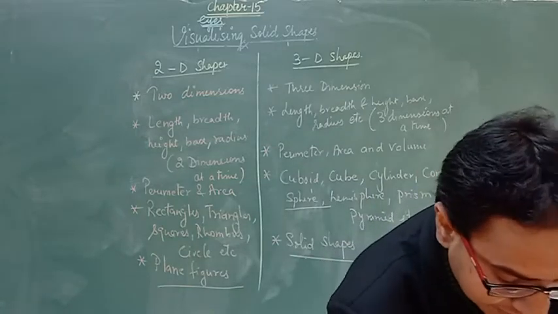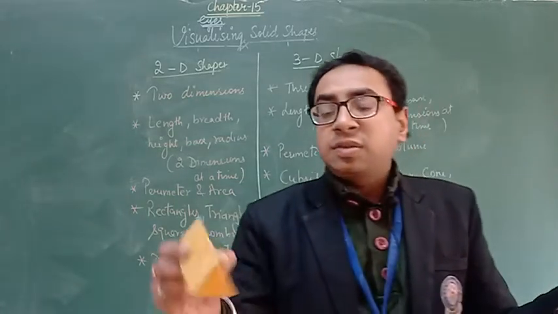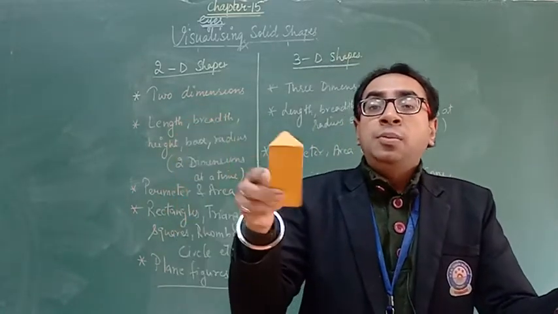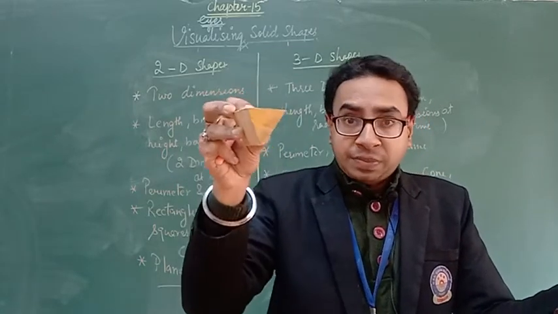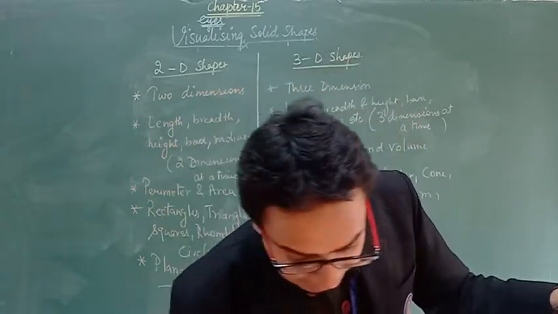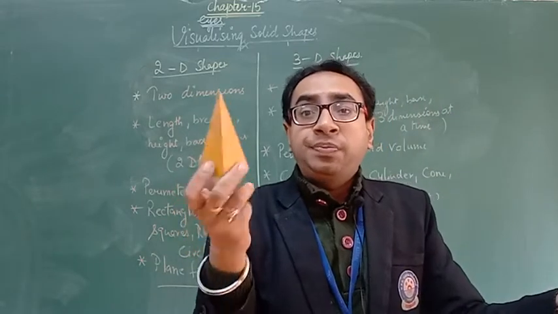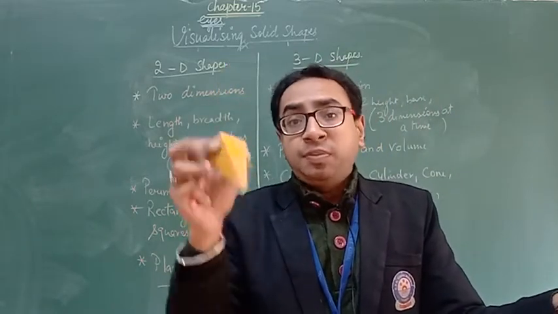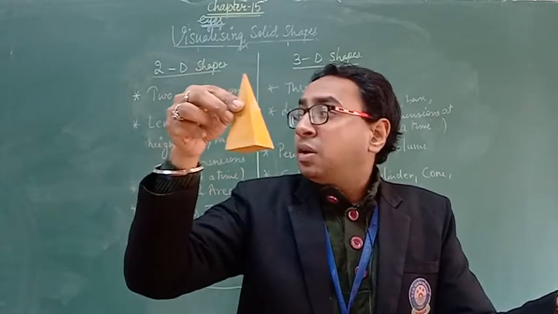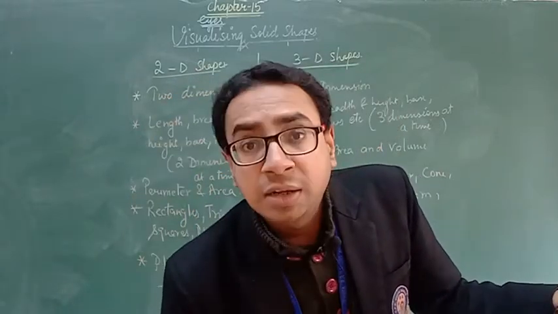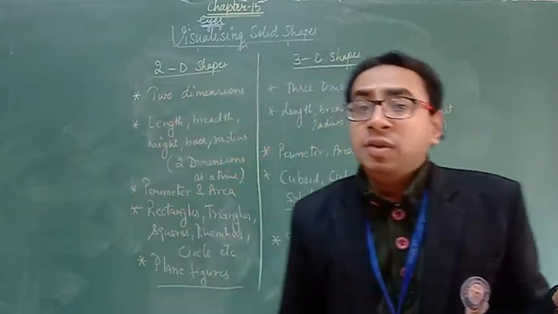Now, let's see the example of a prism. This is the best example of a prism. This is called a prism. We'll discuss what prisms are. This is the best example of a pyramid. In Egypt, you would have seen pyramids. Are we clear? Any doubt anyone is having with this concept?